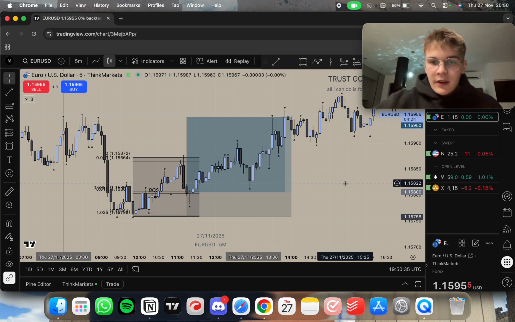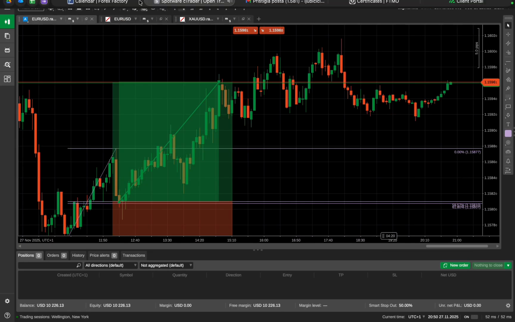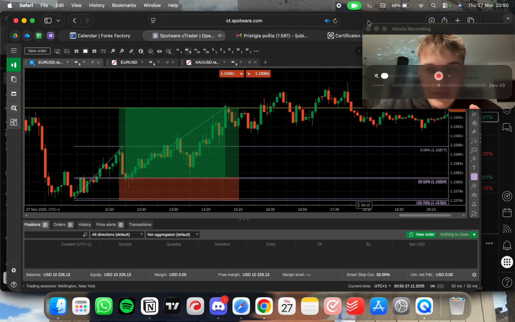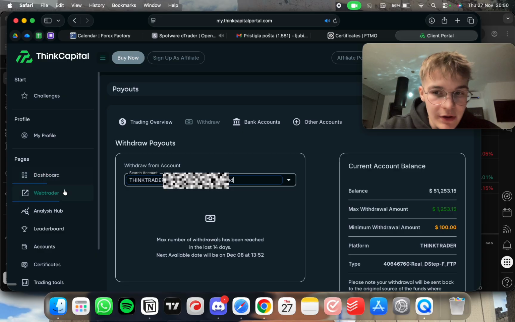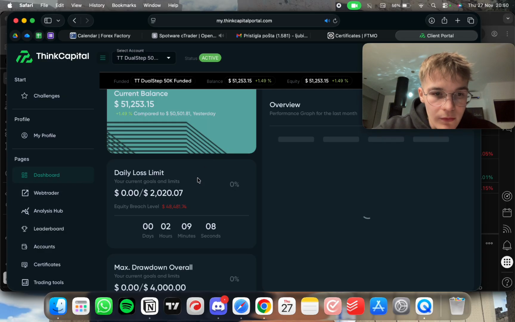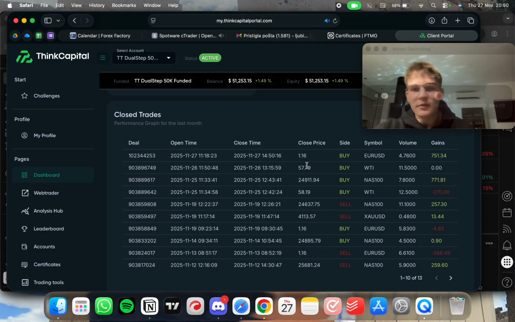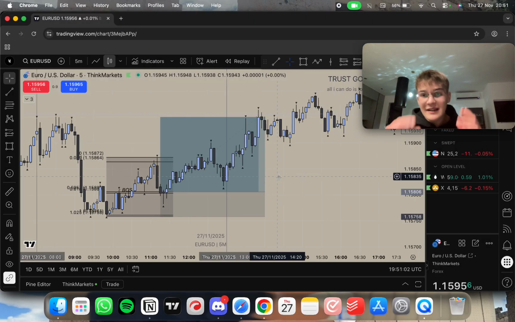Let me also show for that one guy who said that I didn't take these trades. Let's hop onto Think Capital and let me show you these trades actually. So if we go here to the downside on a 50k funded, for example, here's that trade. Boom, buy EURUSD. So yeah, okay. Now let's lock in. Actually, let's explain the trade.